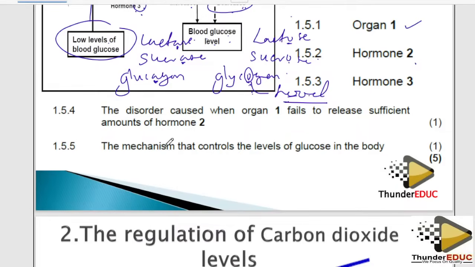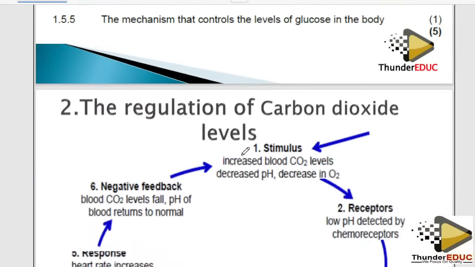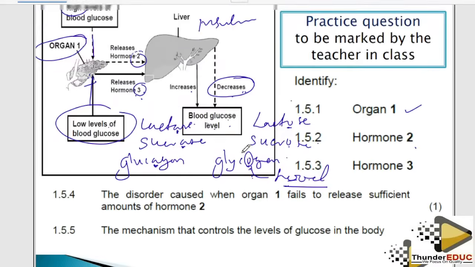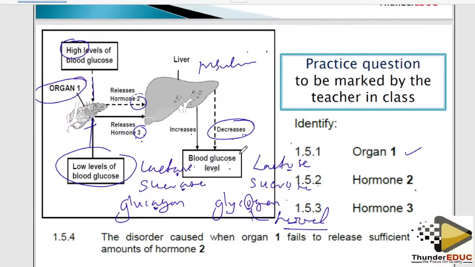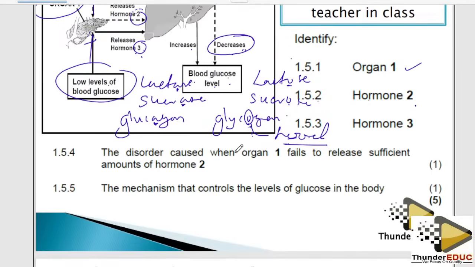We are saying that the mechanism that controls the level of glucose in the blood is called the negative feedback mechanism. Negative feedback mechanism. I think I'm clear there. Is there any question before I go to regulation of carbon dioxide in the body? Guys, if you have any question, let me know in the comment section.